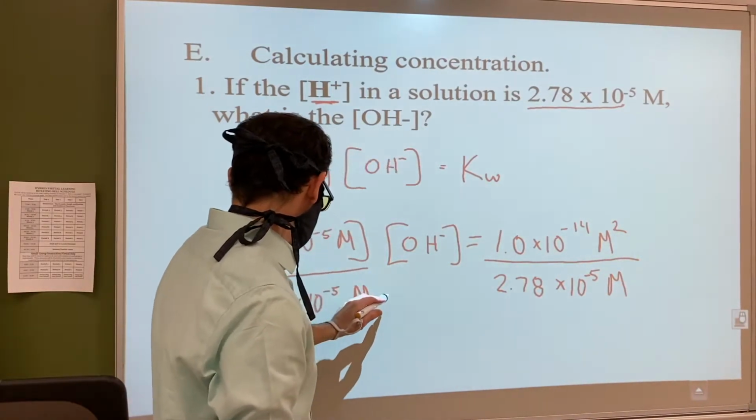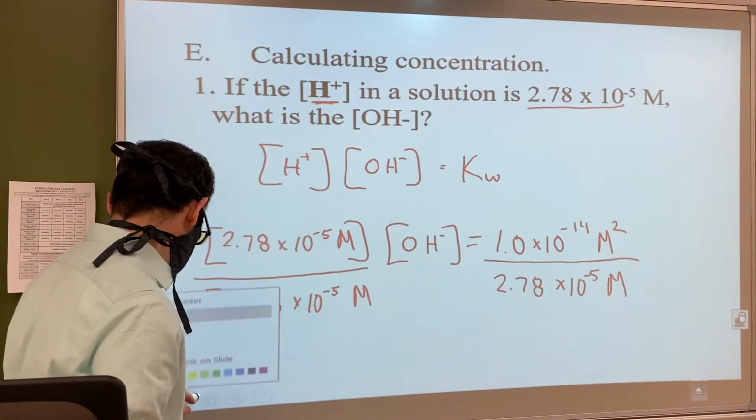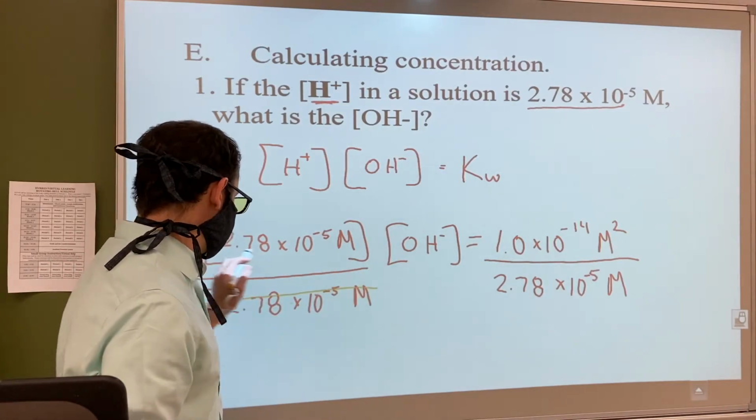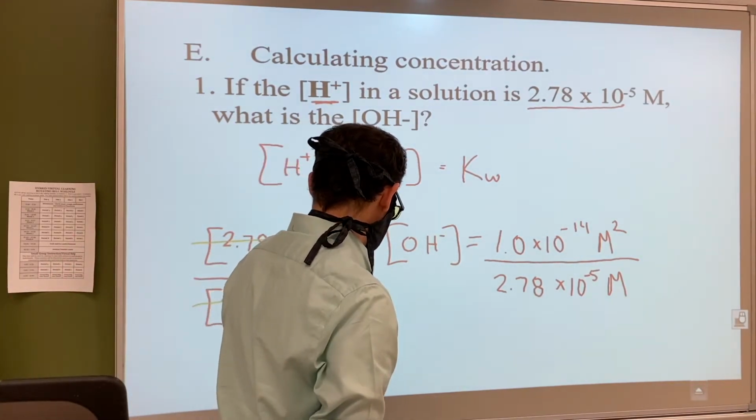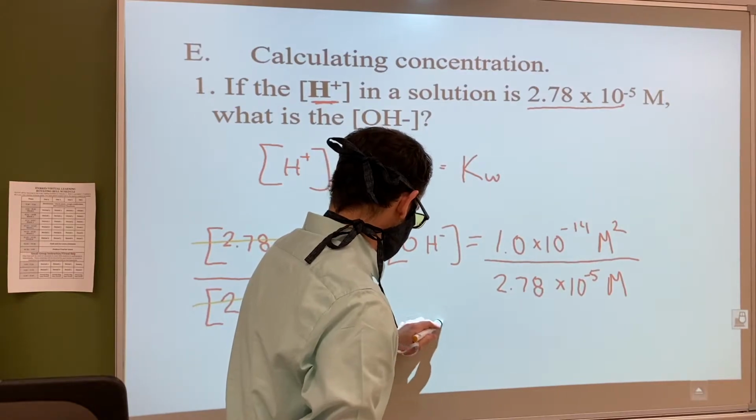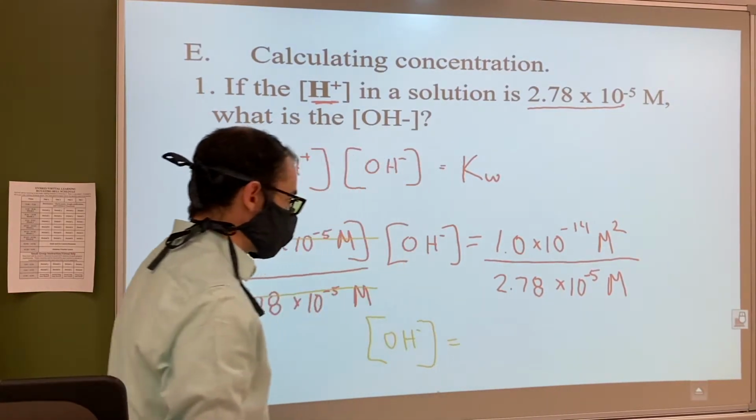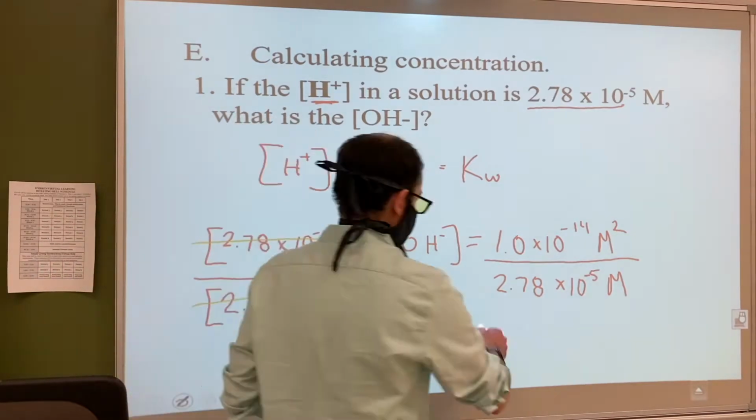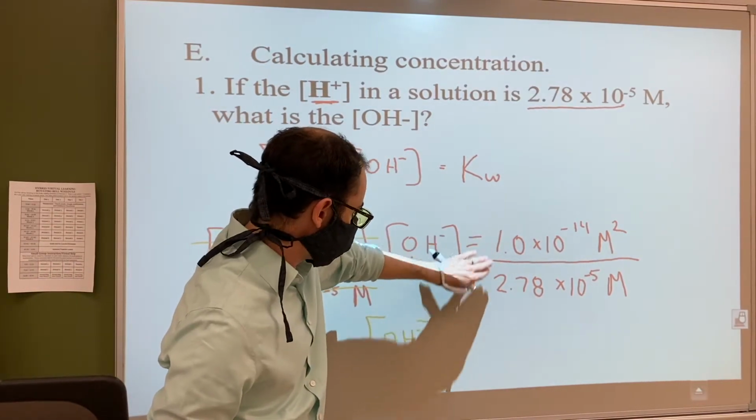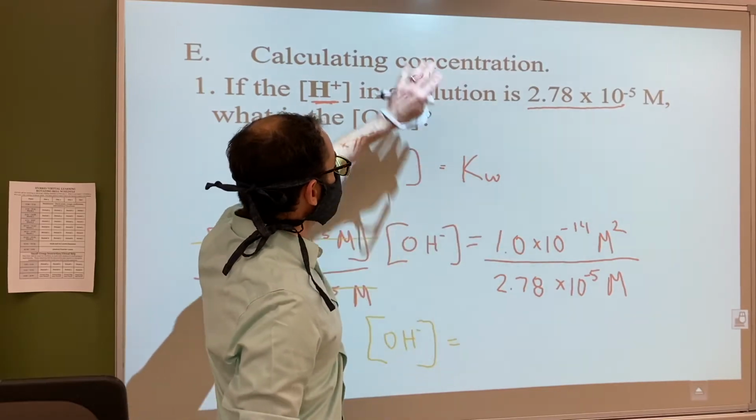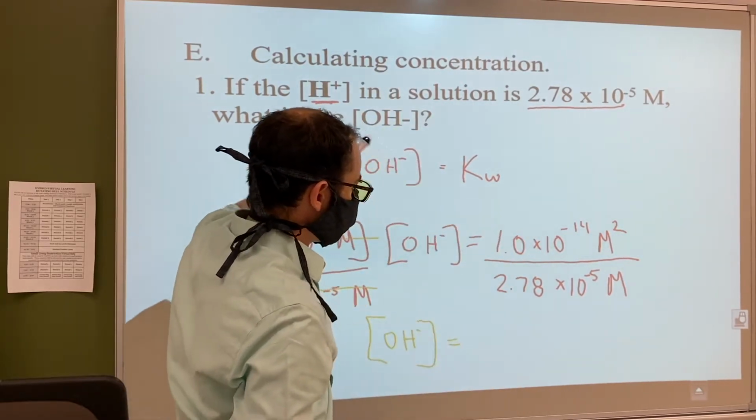It's going to give, well, actually, let's cancel some things out. This and this are going to cancel out. We're going to get OH minus is the only thing on the left. And then plug this in your calculator and let's see what we get. Okay, so we're going to divide these two numbers and then get an answer here. I'm going to write above what it's going to look like as you type it into your calculator.